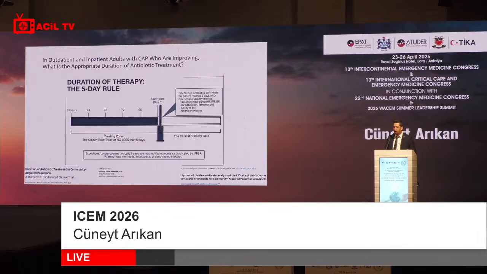And pneumonia in outpatients and inpatients: in adults with community-acquired pneumonia who are improving, what is the appropriate duration of antibiotic treatment? The duration of therapy, the 5 days rule: no less than 5 days, but discontinue antibiotics only when the patient reaches 5 days and meets the stability metrics. For example, resolving vital signs, heart rate, respiration rate, blood pressure, oxygen saturation and temperature, ability to eat, and normal mentation.